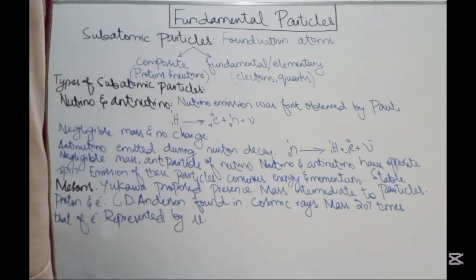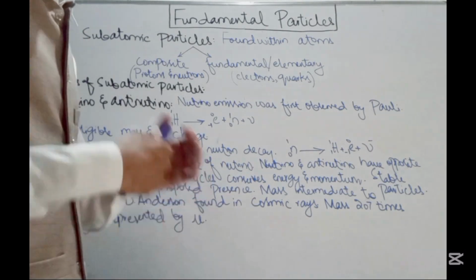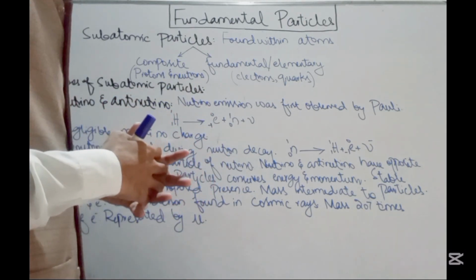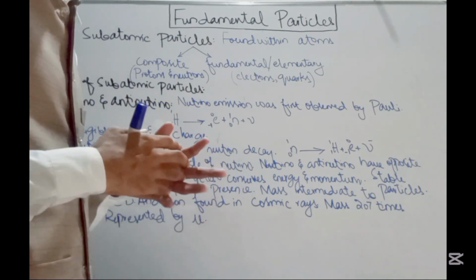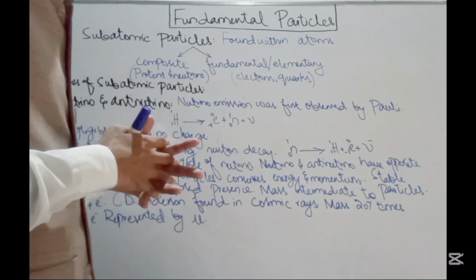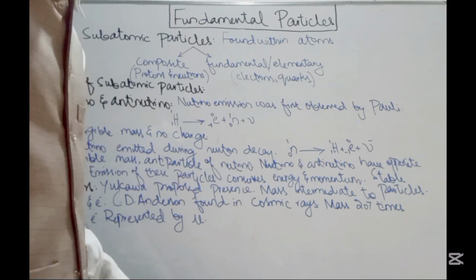And they are represented by mu, so they are also called muons. Mesons or muons are two terms used for the same particles. They can be plus mesons or minus mesons. So this was all about the subatomic particles.